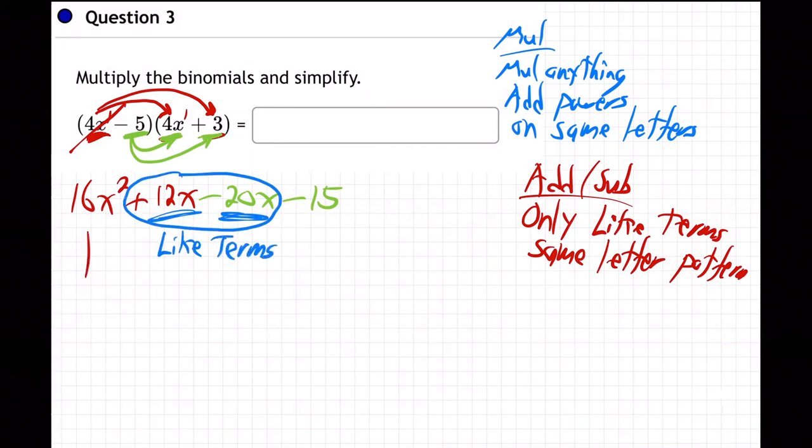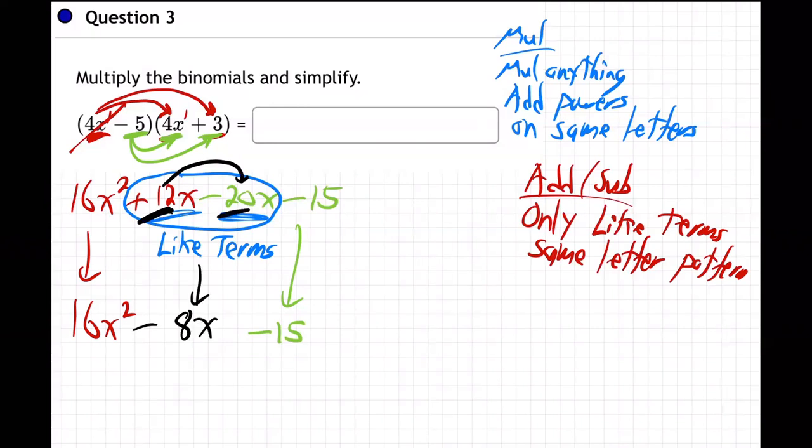Whereas the 16x squared, he's different. He has a different power. So he's different. And then the minus 15, he's just a plain old number. He doesn't have any x at all. So he's different. So the two in the middle will combine. What are they going to do? Well, it's going to be 12. Take away 20. If you have $12 and you lose 20, you're down 8, and then you just bring the x.